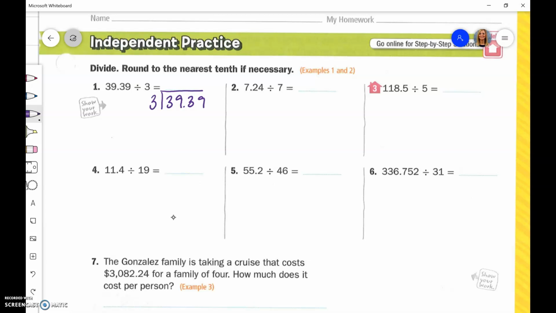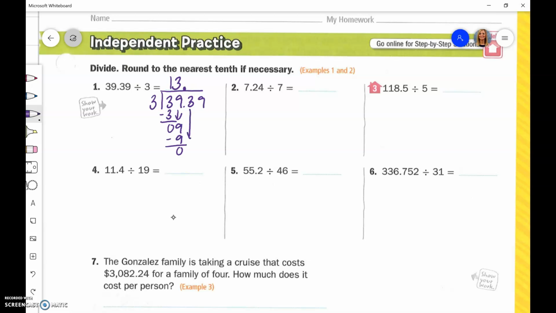Since I'm dividing by a whole number, all I need to do is move that decimal point up, first and foremost. Always remember to move that decimal point up. If I have 3, can I make a group of 3? I can. I can make 1. So 1 times 3 is 3, and I bring down my 9. If I have 9, how many groups of 3 can I make? I can make 3. 3 times 3 is 9. I subtract, and I get 0.